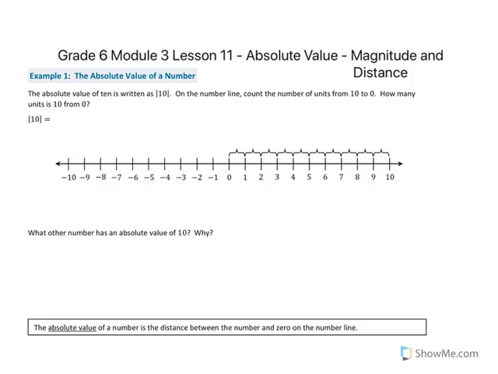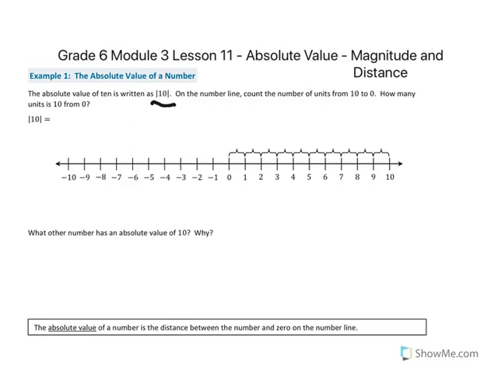Okay, today we are going to be doing Grade 6, Module 3, Lesson 11. We're going to talk about absolute value in terms of magnitude and distance. So the beginning of this unit talks about the absolute value of 10, and you can see the picture right here, is a picture of the number 10 with two lines next to it. That's how we say absolute value.